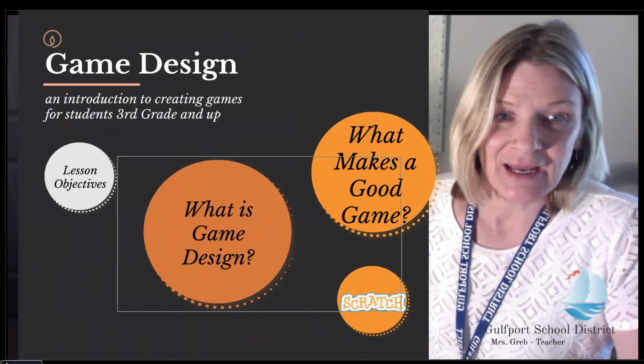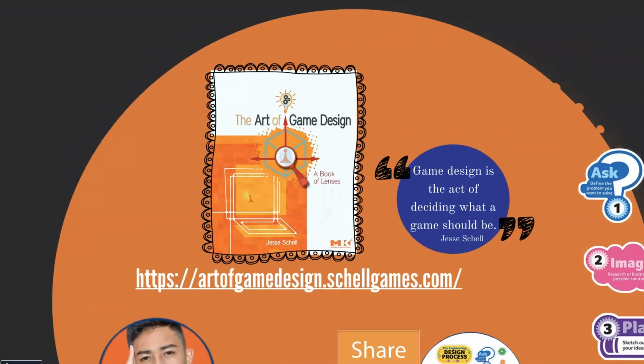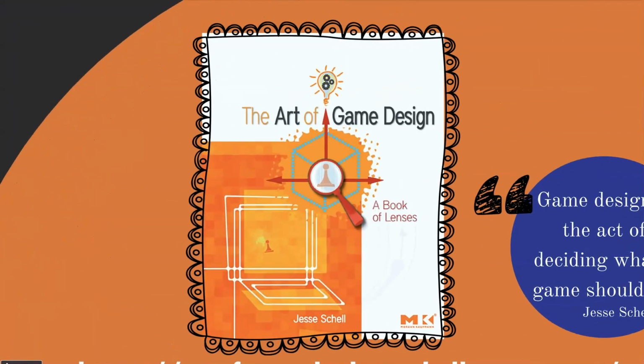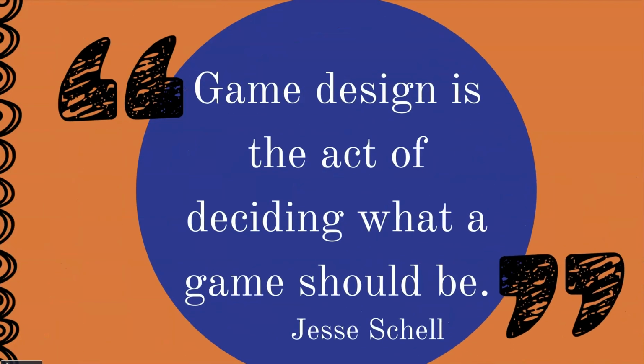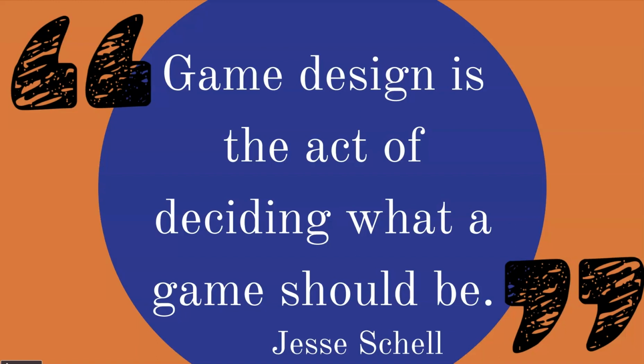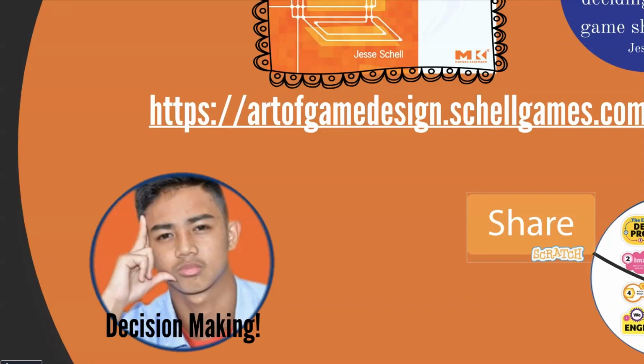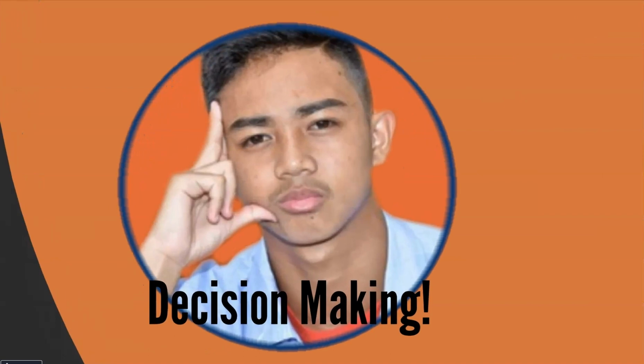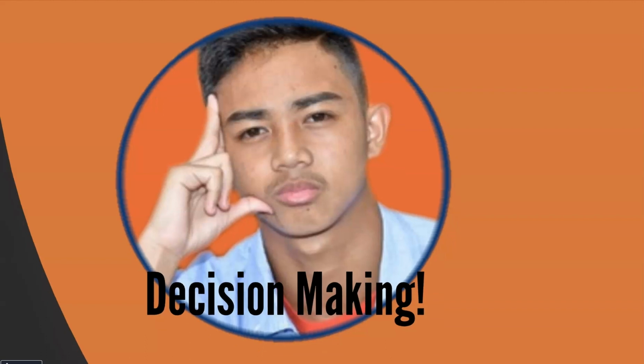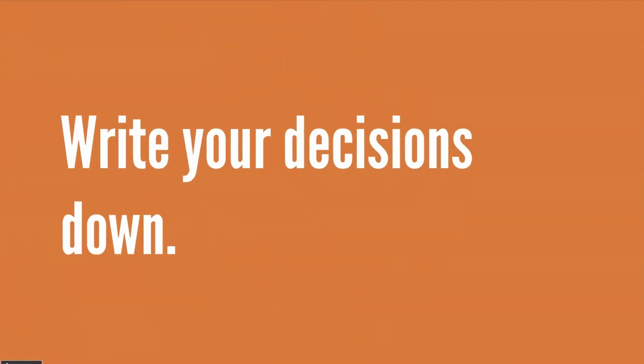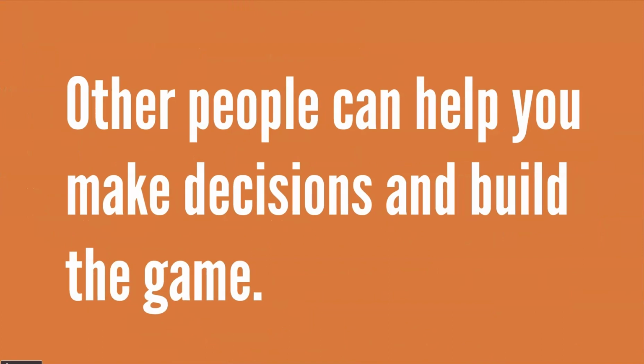So what is game design? To answer this question, I reference the book, The Art of Game Design by Jesse Schell. He says game design is the act of deciding what a game should be. To decide what a game is, you must make lots of decisions. So game design is simply decision making. You can actually design a game in your head, although you may want to write it down. And if you write your ideas down, it will be easier to share with other people so they can help you build your game.